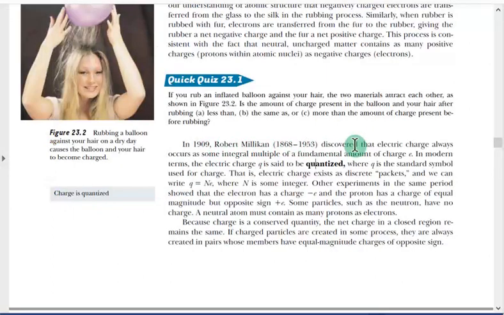Robert Millikan discovered that electric charge always occurs as some integral multiple of a fundamental amount of charge, e. In modern terms, the electric charge, Q, is said to be quantized, where Q is the standard symbol used for charge. That is, electric charge exists as discrete packets, and we can write Q is equal to a certain integral number multiplied by the fundamental charge. I've shown you the fundamental charge, which is 1.6 by 10 to the power negative 19. So this one is an integer that has to be multiplied in order to get the charge here.